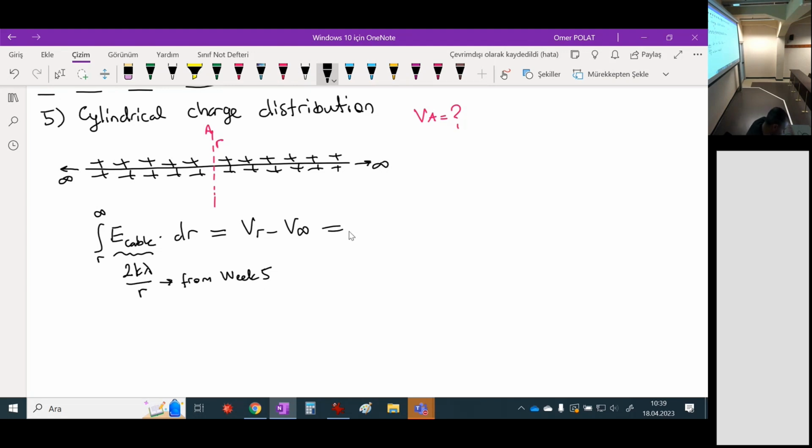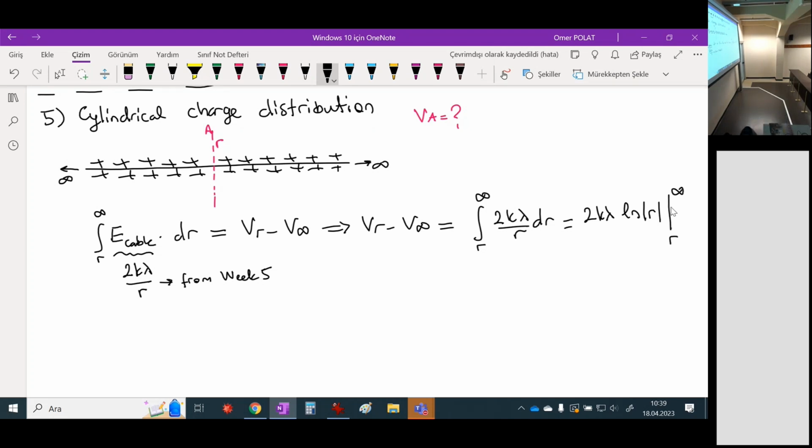So potential VR minus V infinity equals the integral from R to infinity of 2K lambda over R dr. So 2K lambda is constant. This is ln R.